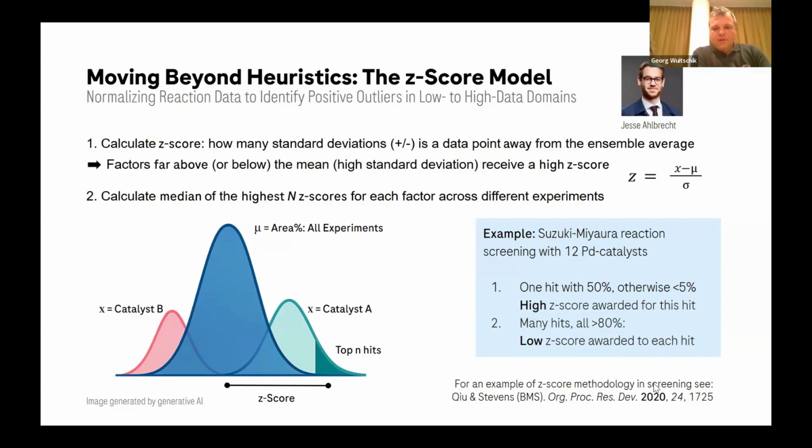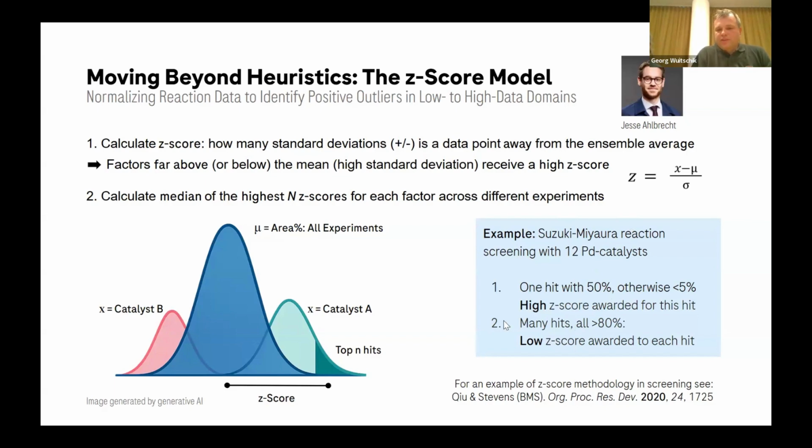So just to give you an example, you have a Suzuki coupling, and for the first reaction you have only one hit with 50%, nothing else works. Still, although it's only 50% area, this will have a high Z-score. On the second plate, you will have many hits. It's an easy reaction. Everything works, but everything will have a relatively low Z-score because nothing really stands out. For us, it's important that we reward catalysts that work when nothing else works. We don't hang ourselves up on the absolute number here. We really want to have something that is better than other stuff, and that should shine.